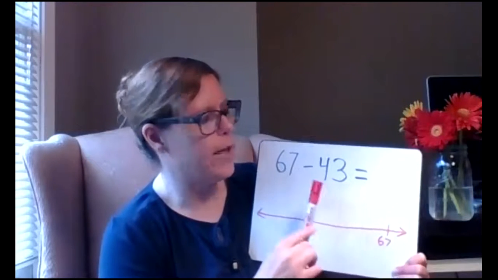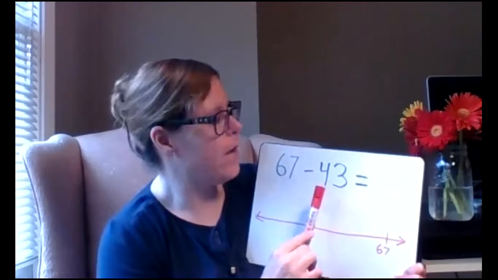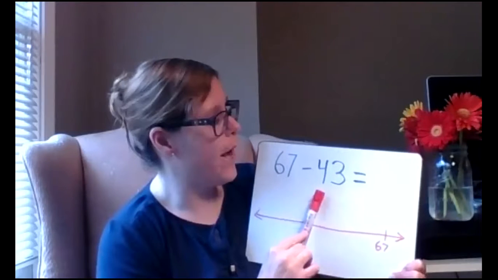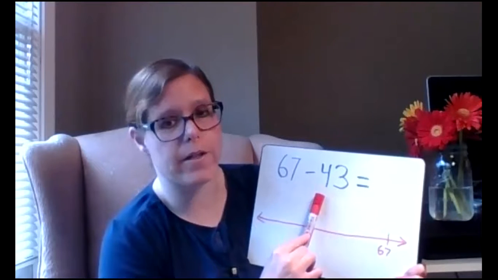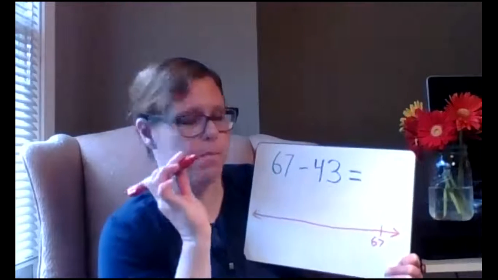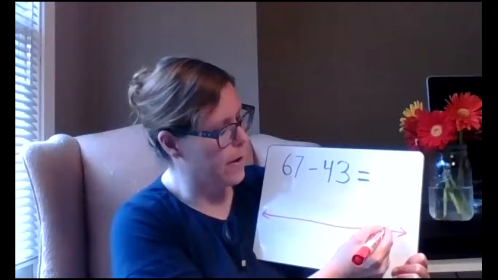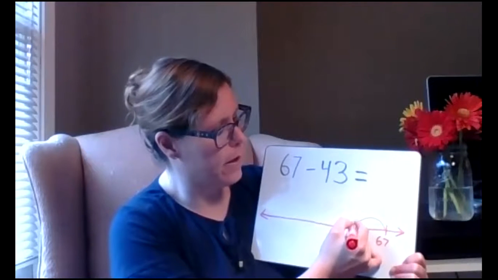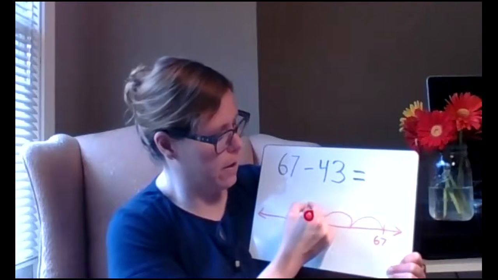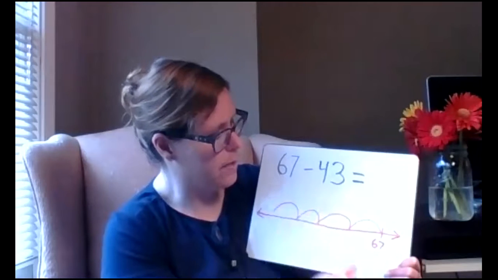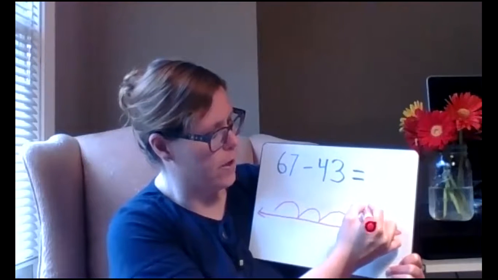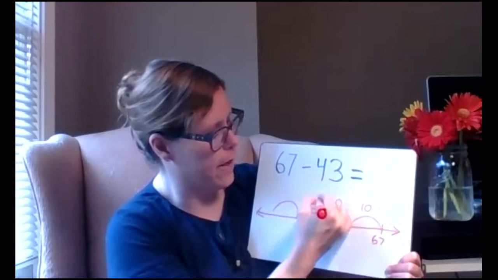And now I'm going to look at our other number that we're taking away. Let's look here in the tens place. We have a 4, 4 tens. So we're going to do 4 skip jumps back. Ready? 10, 10, 10, 10. Each jump represents 10.